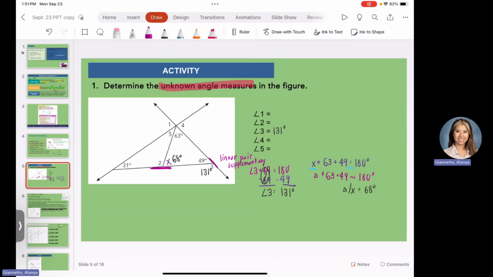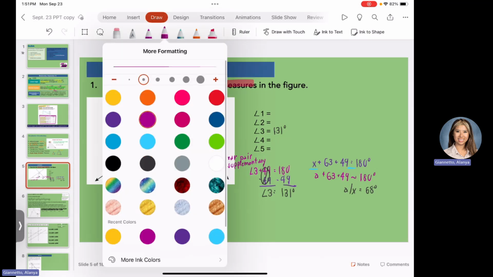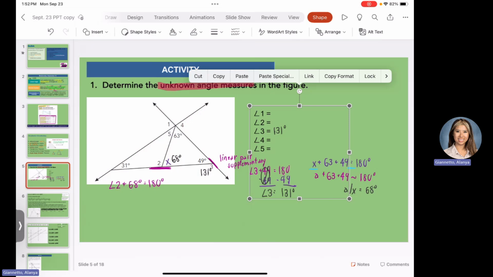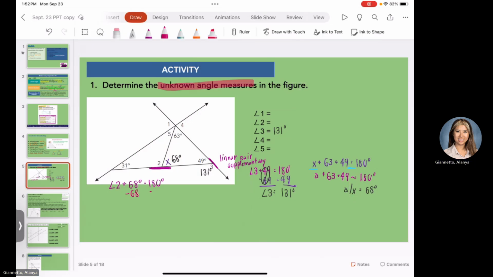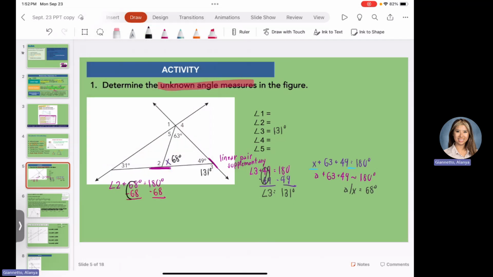Okay, so for angle 2, we know that angle 2 plus that 68 degrees is also a linear pair of supplementary angles, so when you add them up, they're going to equal 180 degrees. To solve this problem, you're going to subtract the 68 on both sides. So 68 minus 68 is 0. We have angle 2 is equal to 180 minus 68. So angle 2 is going to be 112.